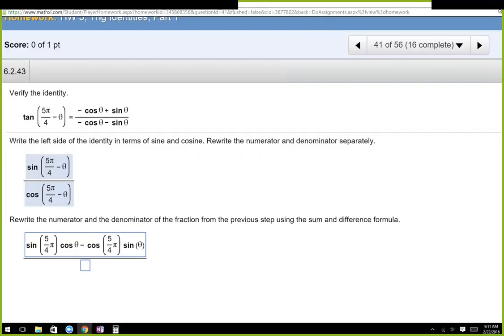All right, and then on the bottom, cosine of theta minus phi. If I look at my sheet, it's cosine theta cosine phi plus sine theta sine phi. So I'll go cosine 5 pi over 4 cosine theta plus sine 5 pi over 4 sine theta. Boom.